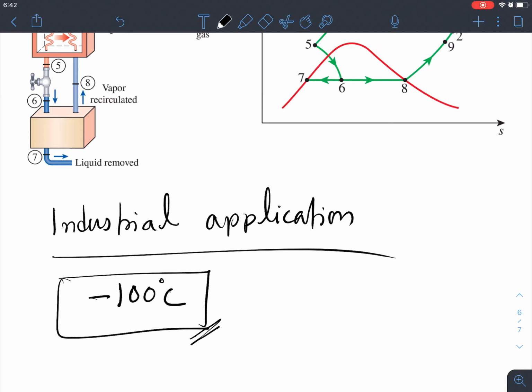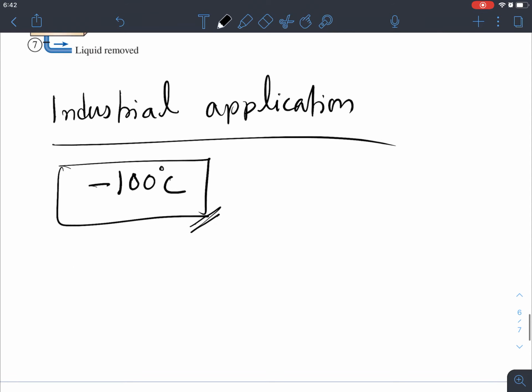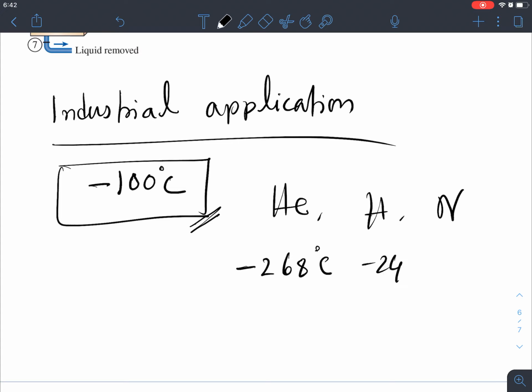To give you an example for research application, the critical temperature of helium, hydrogen and nitrogen is basically minus 268 degrees Celsius, minus 240 degrees Celsius and minus 147 degrees Celsius. That means that you will not see the liquid form at or above this temperature, right?